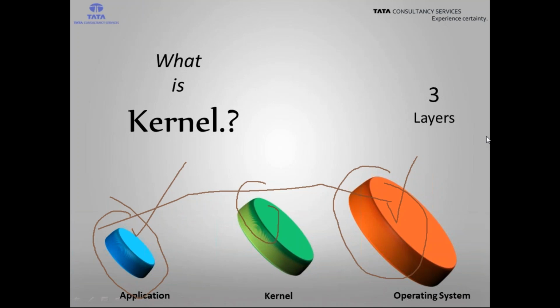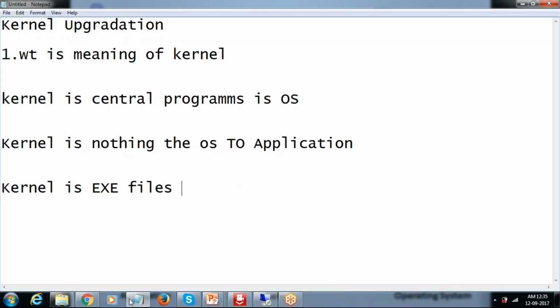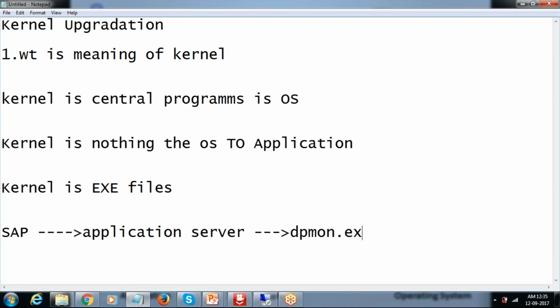So what is the meaning of this kernel file? I said every operating system will be working on the EXE files only. Even when you go for SAP software, how is SAP software working? Suppose I have an application server, how is the application server working? You go for the dispatcher. The dispatcher is working on a file, which is an EXE file. The database is started with the startdb.exe file. Your application server is started successfully with the startsap.exe file.